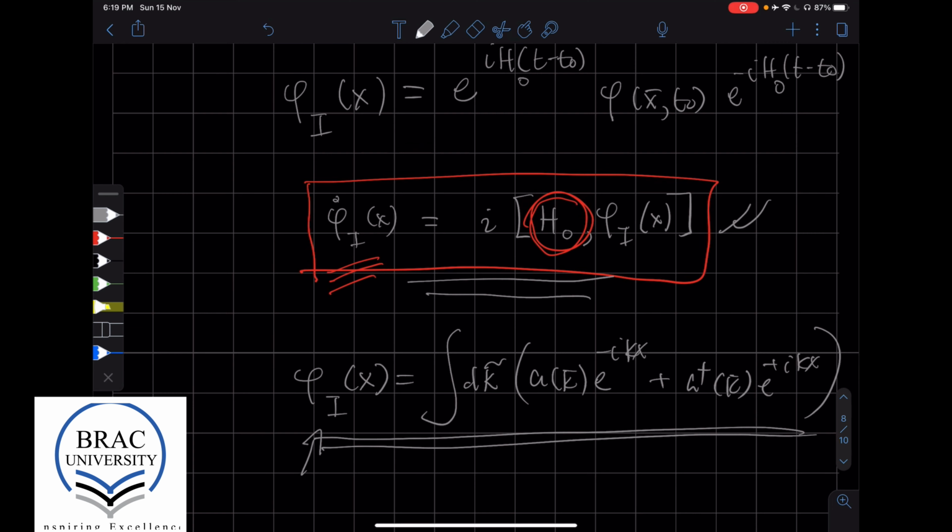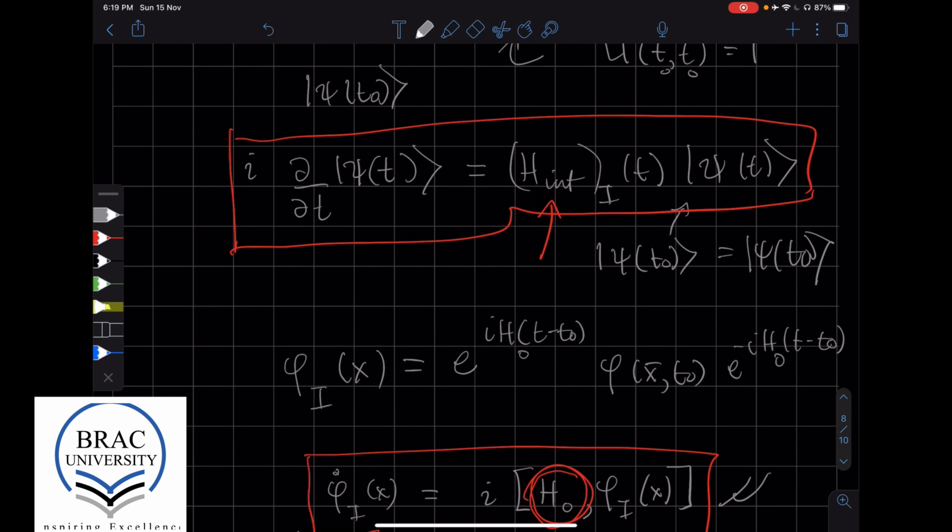So what is happening is that when we go to the interaction picture, both our state and our operator depend on time, unlike in the Heisenberg picture and the Schrodinger picture, but they're both given by equations which are relatively simple. It's especially simple for the operators, which is given by the free version of the operator equations, but the equation for the state is given by a Schrodinger-like equation.